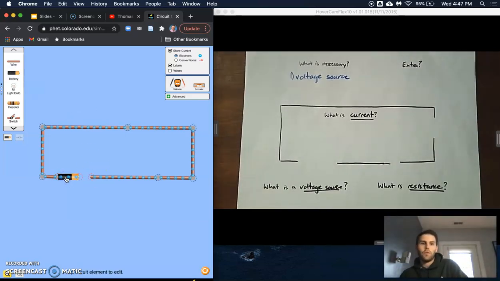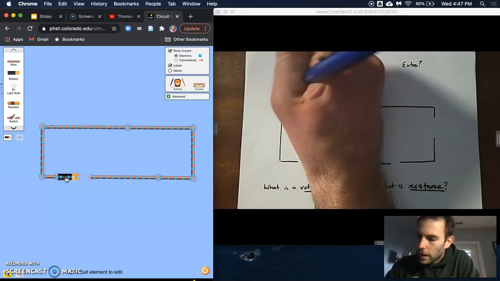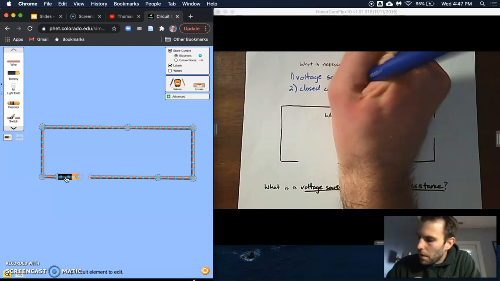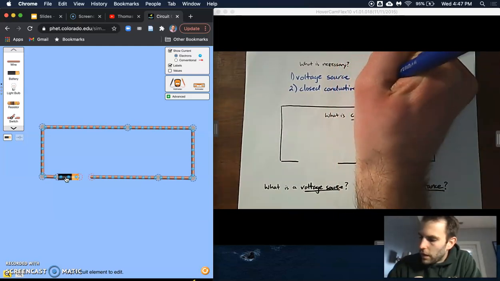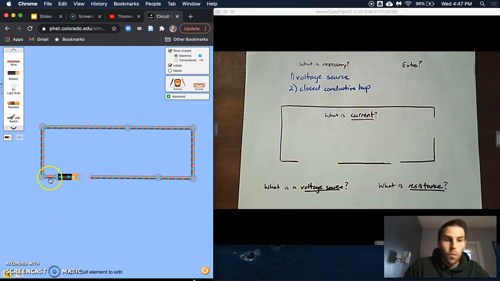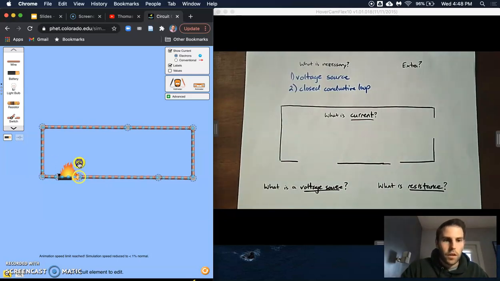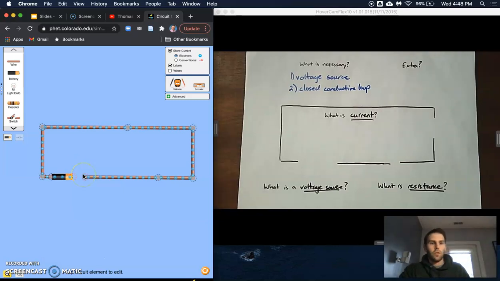But notice that nothing's really happening in my model, so the next thing I need is a closed conductive loop, which just means that I need conductive material, like this copper wire that's made out of metal. But electrons are not going to flow, or a charge is not going to flow unless it's closed. So I'm going to close the loop, and we can see that electrons are flowing through there just fine. But there's also a little bit too much electric flow with the battery, right? So I'm going to cut that, no longer closed, so the electricity is not flowing.